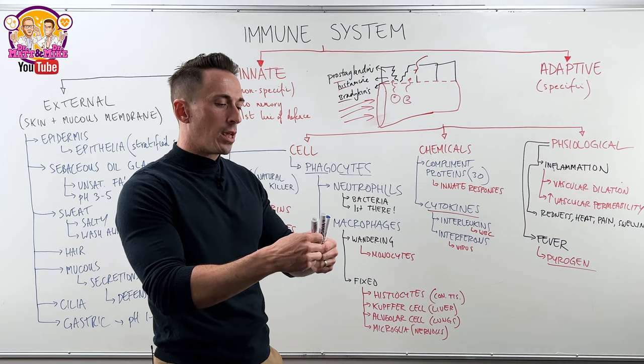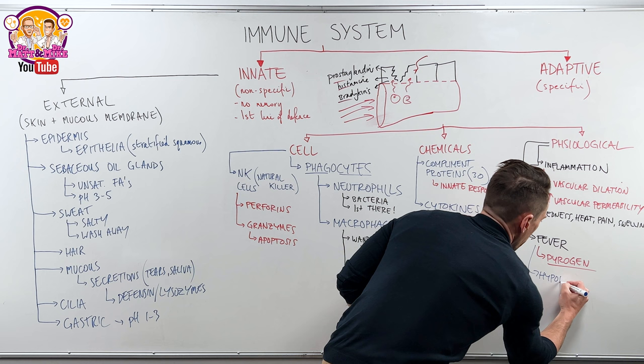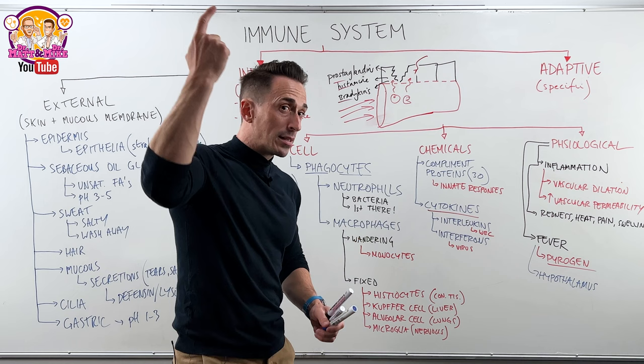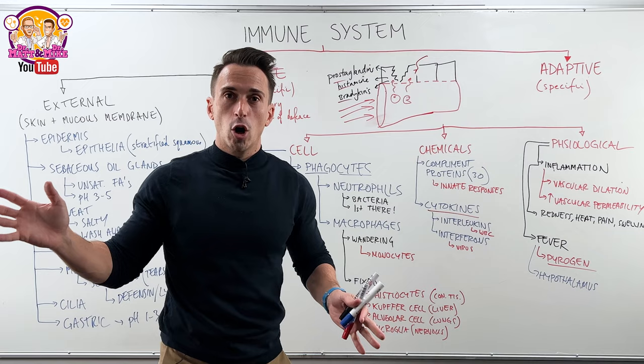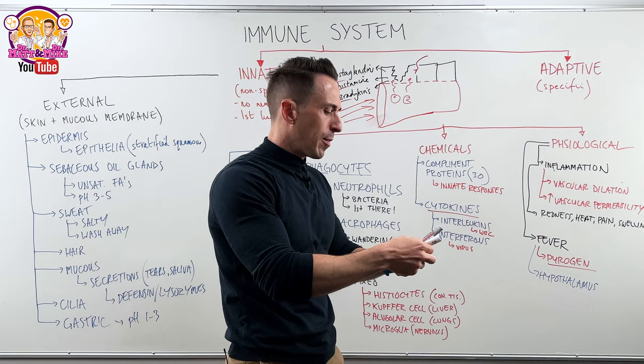So they travel to the hypothalamus. Do you remember where the hypothalamus is? Hypothalamus is base of the brain. It is the control center of the autonomic nervous system, so fight or flight, rest and digest, and the endocrine system to release a whole cascading array of hormones. It also sets our temperature level, our thermostat. Remember, our thermostat is set generally at 38 degrees Celsius.